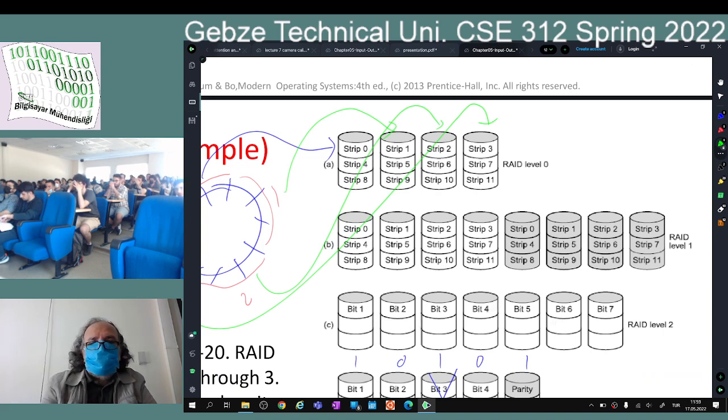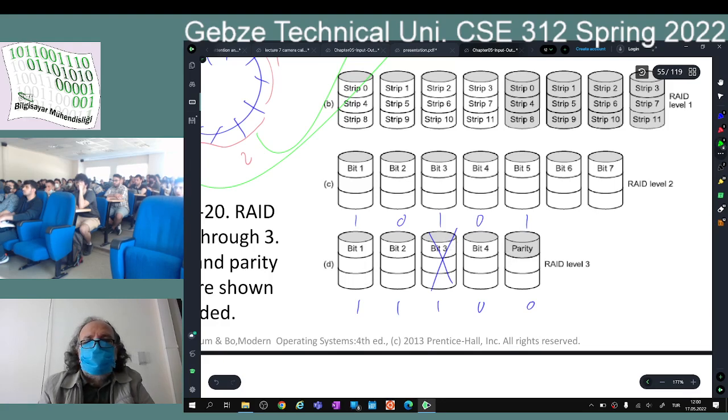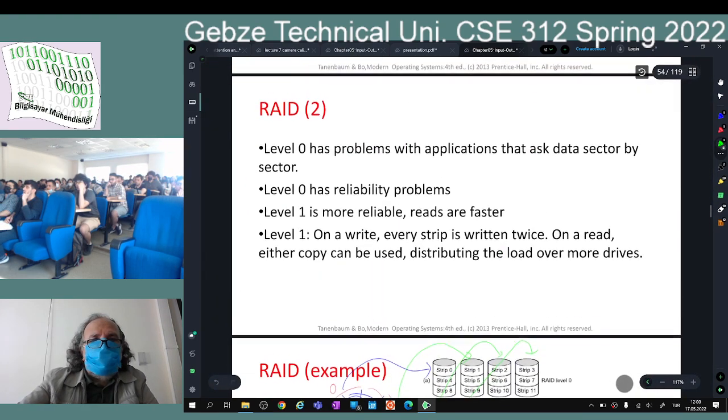And again, this is always 8 times faster in terms of writes and reads, but this is kind of vulnerable to crashes. If one of your drives go, okay, then you are dead. For that, I can use this level number 3. Okay, there is a Parity Disk. So this is the level number 3.